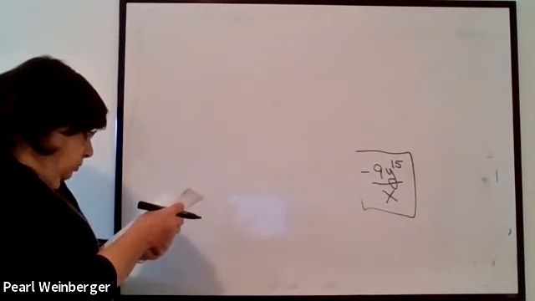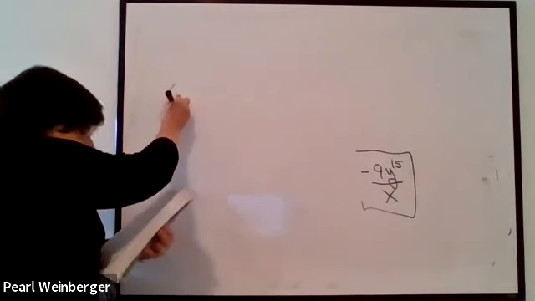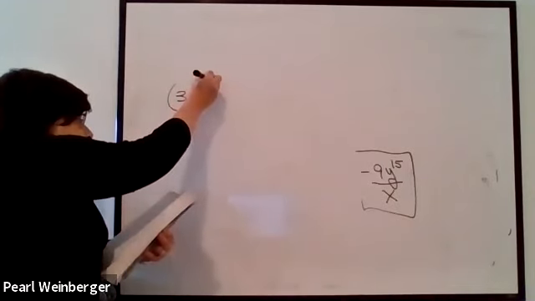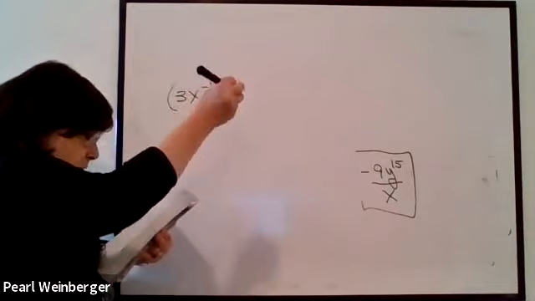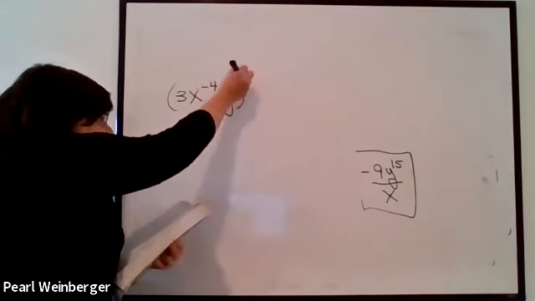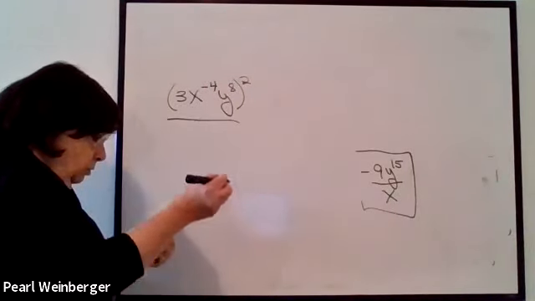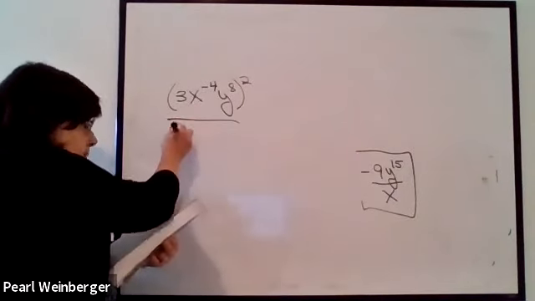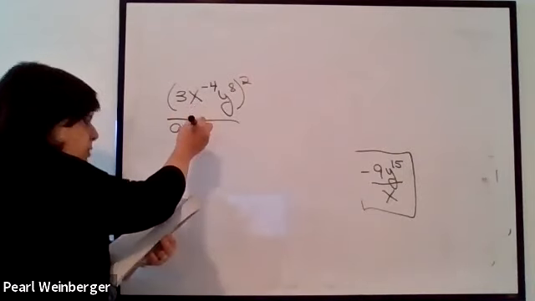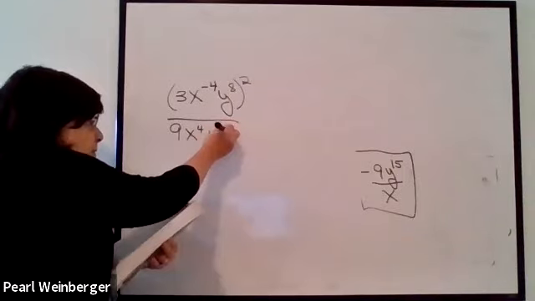So I'm going to do one that's really quite difficult. Suppose I have (3x^-4 y^8)^2 over 9x^4 y^-3.